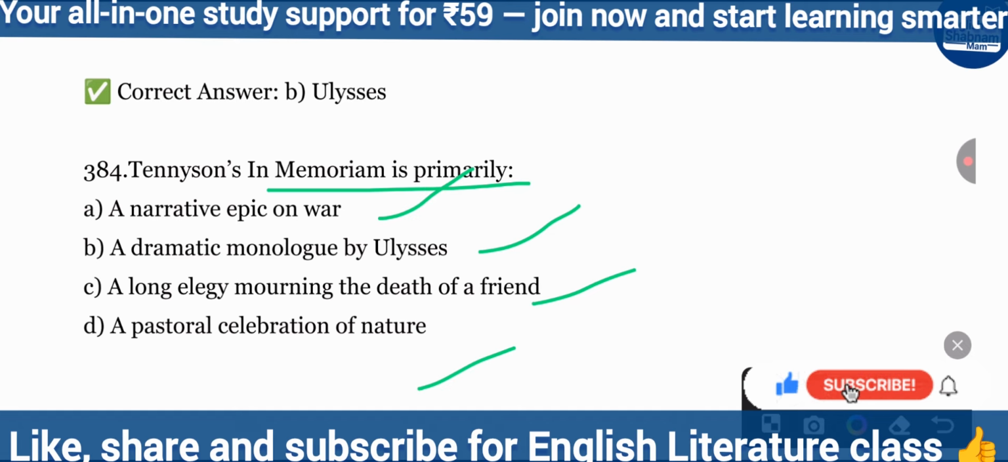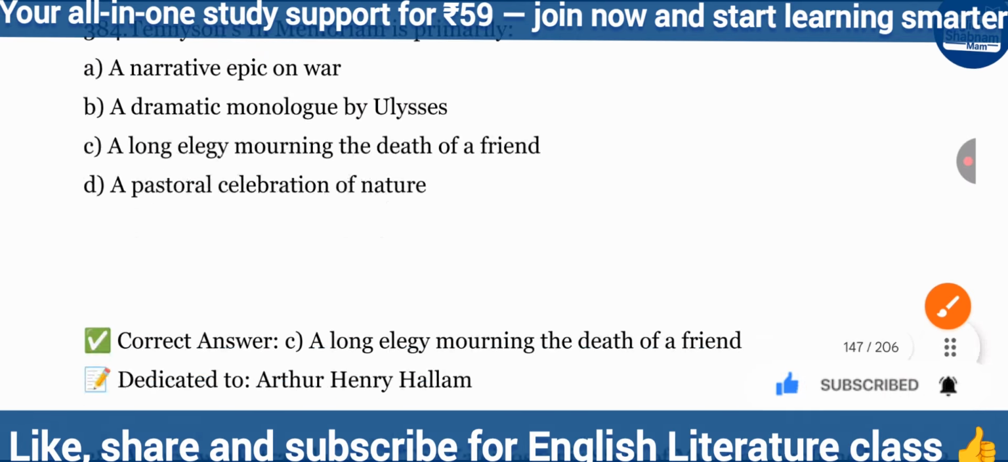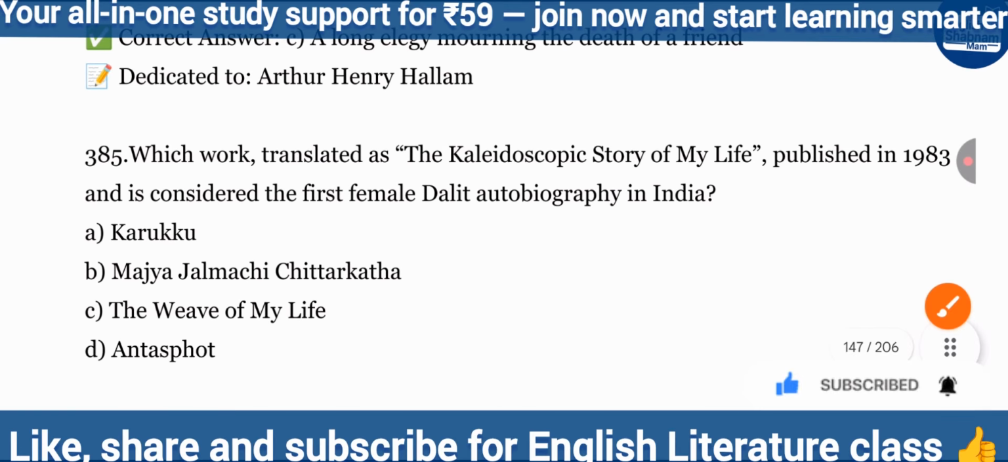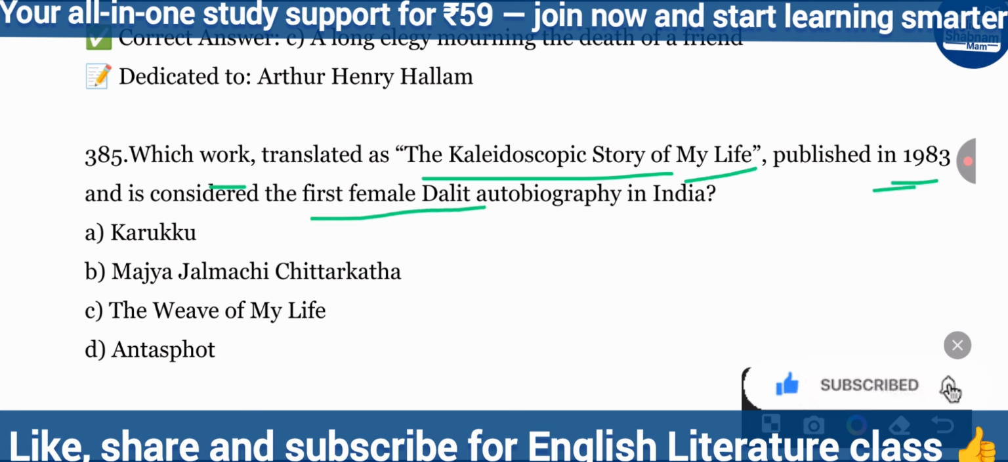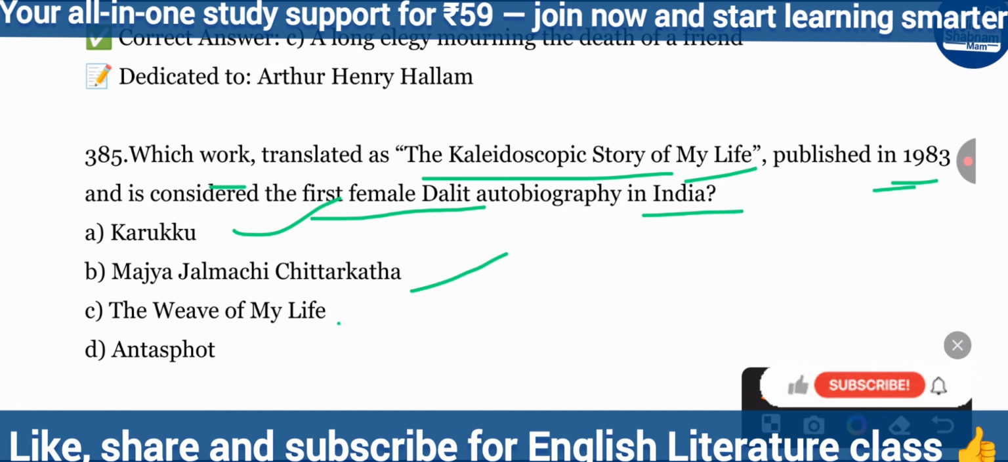Correct answer? So it is option C, a long elegy mourning the death of a friend. Next question we have, which work is translated as the kaleidoscopic story of my life, published in 1983, and is considered the first female Dalit autobiography in India? Karukku, Majya Jalmachi Chitrakatha, The View of My Life, or Anta's Fort.